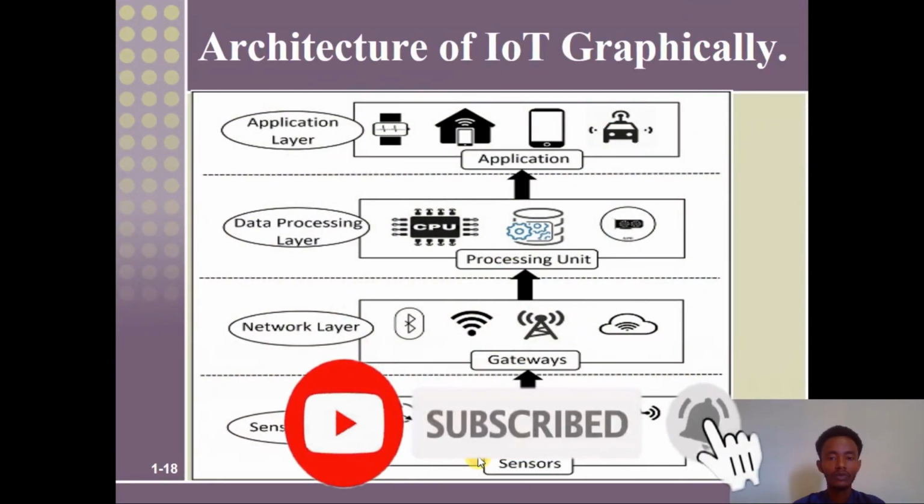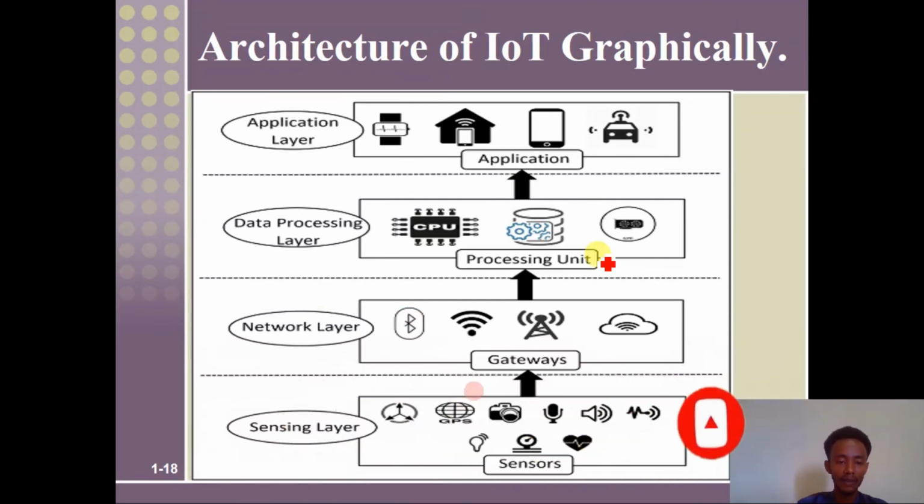The last one is the architecture of the IoT shown graphically. As we have seen, in this architecture of the IoT, there are four layers. The first one is the sensing layer.